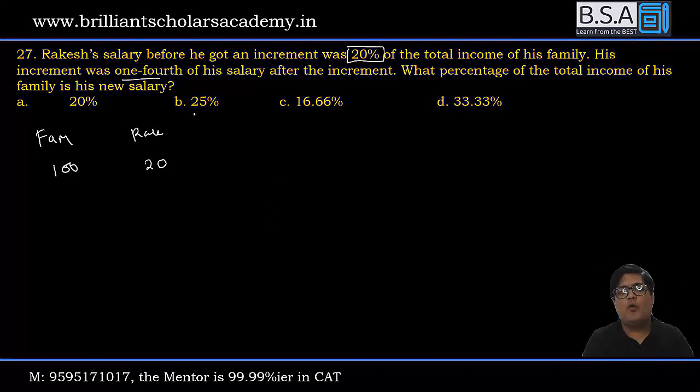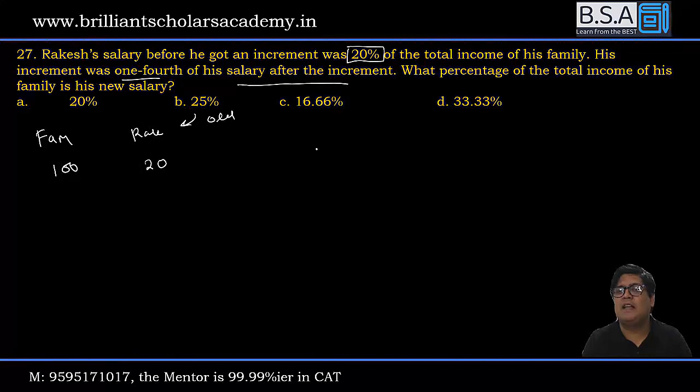So these are old values. He is going to get an increment. Who is going to get increment? Rakesh will get an increment. And what is his increment? Please understand this now. His increment was 1/4 of the salary after increment.